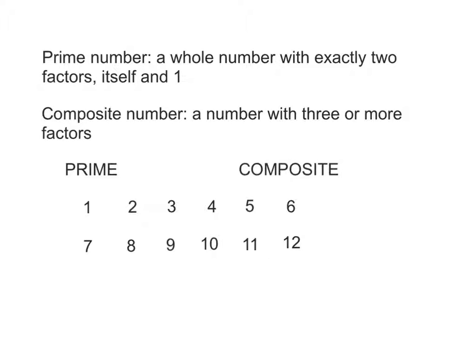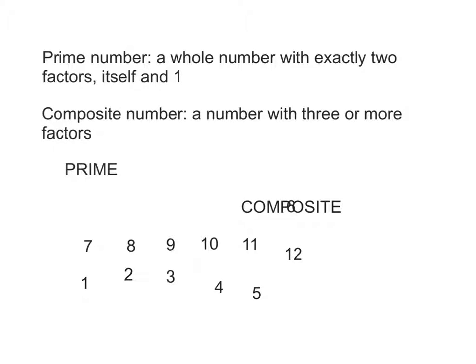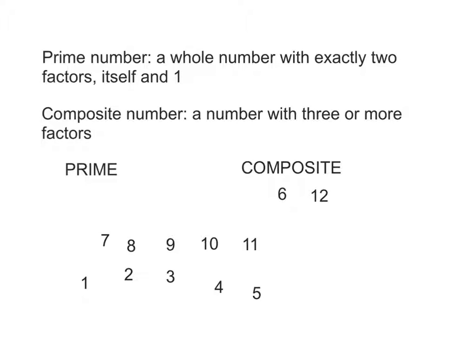I want to sort these numbers out into prime and composite. So let's move some of these out of the way. I'm just going to pick one. Okay, 6 is up there by itself. Should I put 6 over here as prime or over here as composite? Composite, right, because it has factors 1, 2, 3, and 6. How about 12? What about 7? Prime. It's only 1 times 7, no other factors, right?